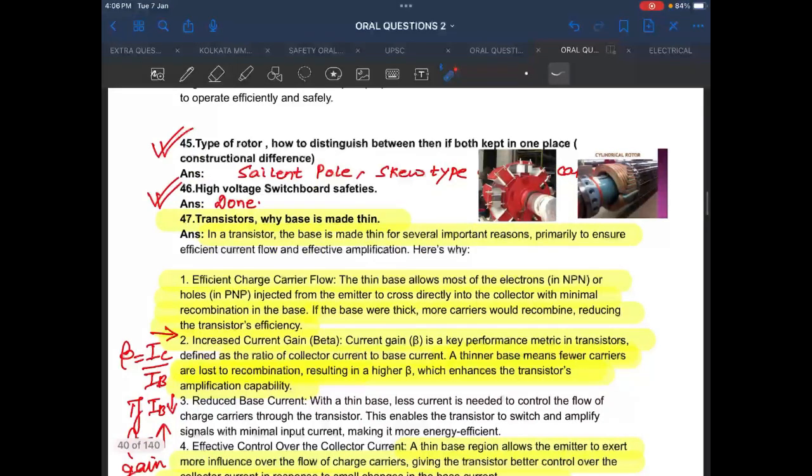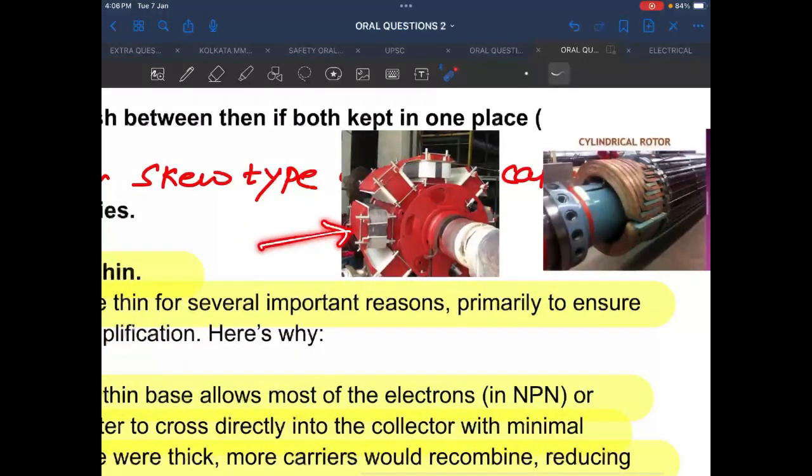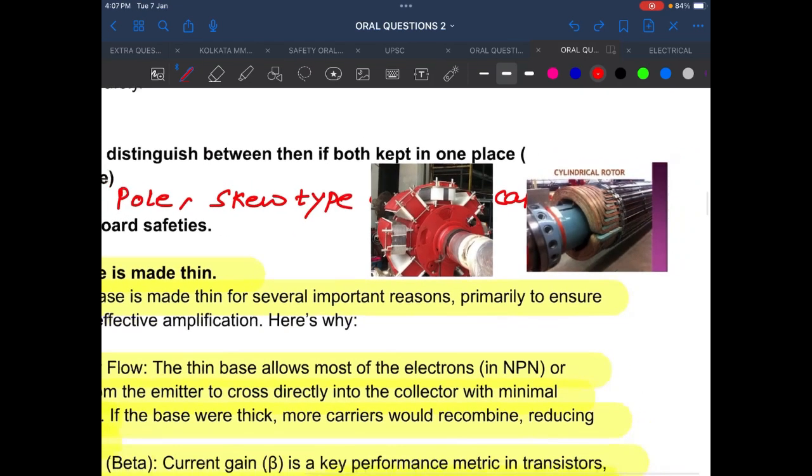Next question is: what are the types of rotor, and how to distinguish between them? Basically we are using the salient pole rotor and the cylindrical rotor. The salient pole rotor we use for low speed, because the number of poles is increased, and you already know Ns is equal to 120.